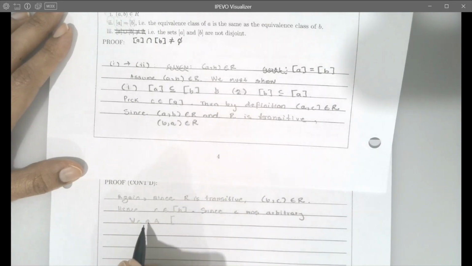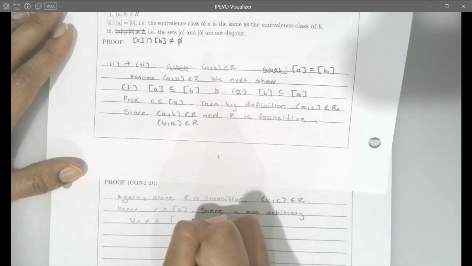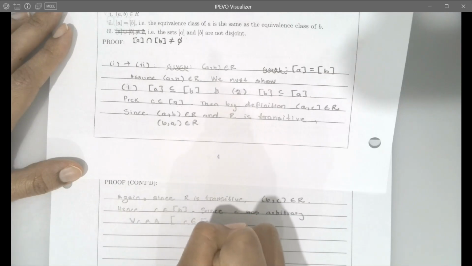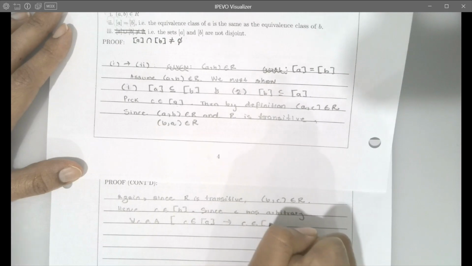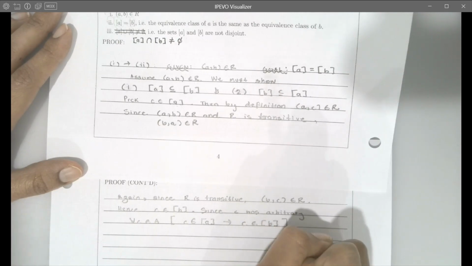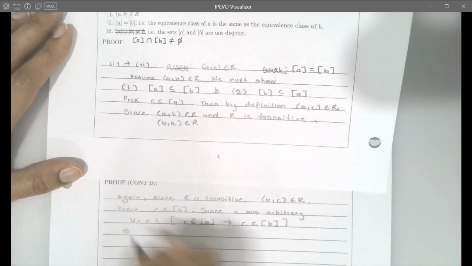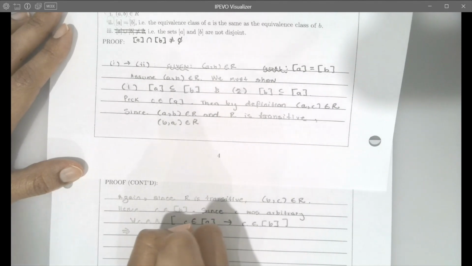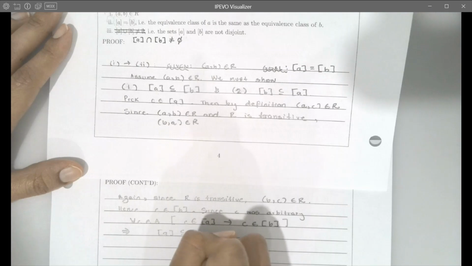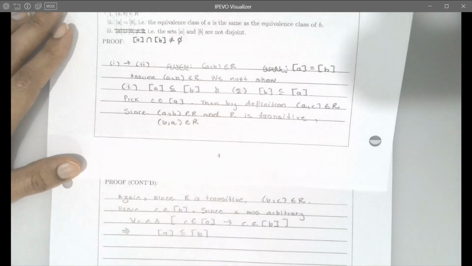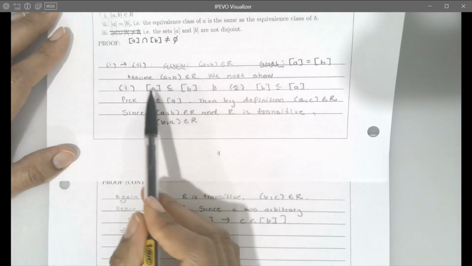Meaning, if C is part of the equivalence class of A, then C is going to be part of the equivalence class of B. And that is the definition of subset. And so we've proven this first part.